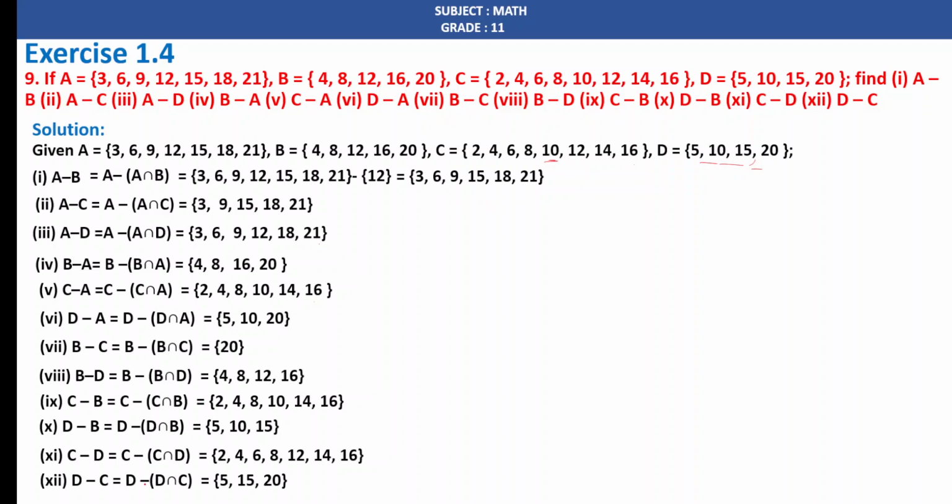D minus C. D minus D intersection C. Between D and C, the only intersection value is 10. So, from D, we need to remove this element 10. Therefore, we are going to get 5, 15 and 20.